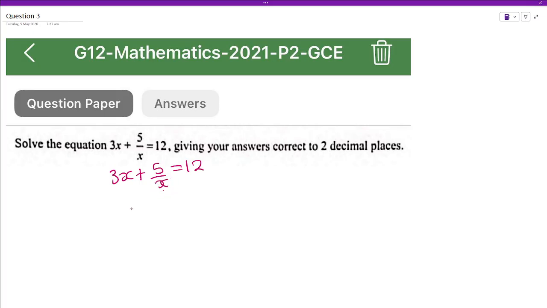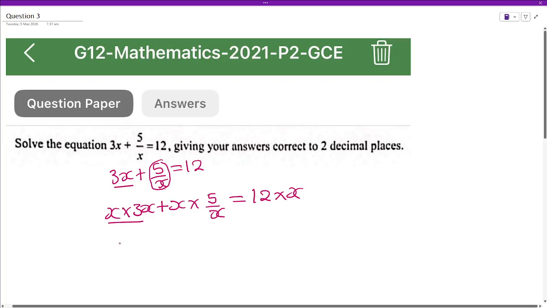So meaning it's going to be x times 3x for the first term, this one here, okay, and then we say positive x, because this x is positive, plus x times now this fraction here. So we're going to say times 5 over x is equal to, even this side you multiply with the x, okay, so that here when you multiply you're going to have 3x squared, and then here this x and that x will cancel, so you are just going to remain with positive 5 is equal to, and then there 12 times x gives us 12x.